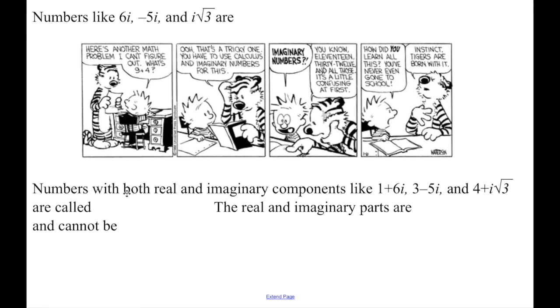Sometimes we have numbers that have both real and imaginary components, and they look like this: 1 plus 6i, or 3 minus 5i, or 4 plus i times the square root of 3. We call these the complex numbers. The real and imaginary parts are not like terms, they cannot be combined. So this 3 cannot be combined with the 5i. Things that don't have an i cannot be combined with things that do have an i. They are not alike.